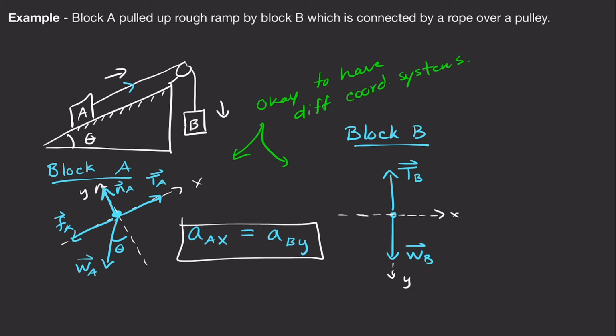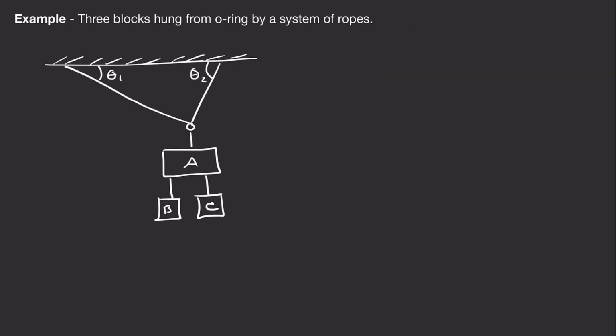Okay? And so this would be useful in solving problems, and this is how you could go back and forth between coordinate systems. This block A is only moving in x in its coordinate system, and block B is only moving in y in its coordinate system. So this is perfectly okay to do.